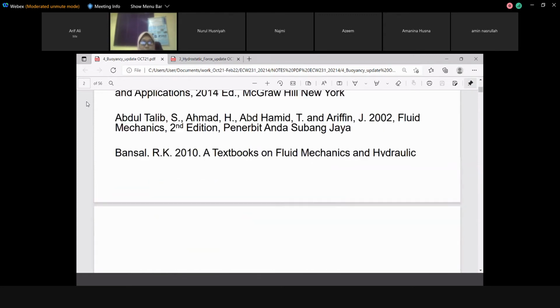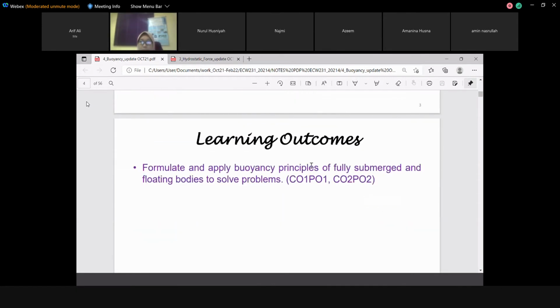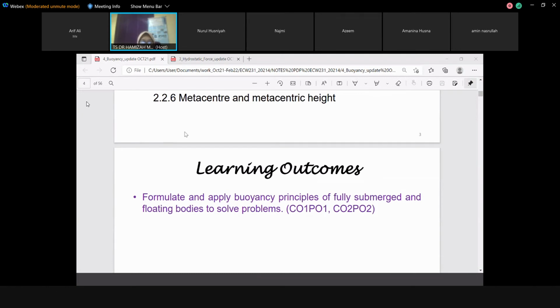So topic buoyancy, introduction and also principle of buoyancy, and followed by stability. So stability ni kita akan learn next class. So for today, only principle of buoyancy. Okay, the learning outcome at the end of this topic, you must be able to formulate and also apply the principle of buoyancy for fully submerged or partially submerged. Okay, it can be fully submerged ataupun partially submerged.